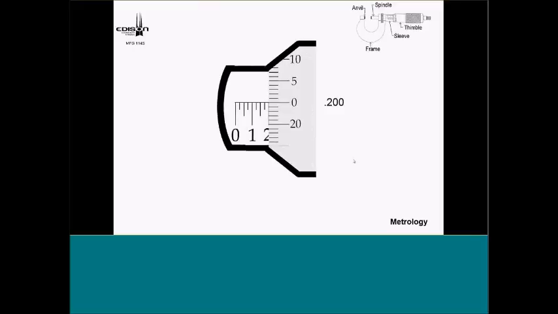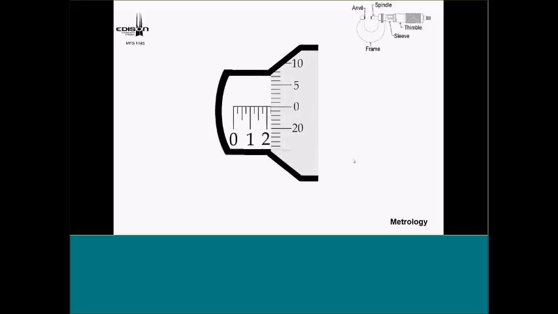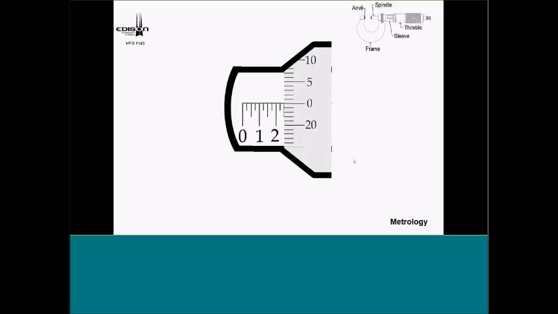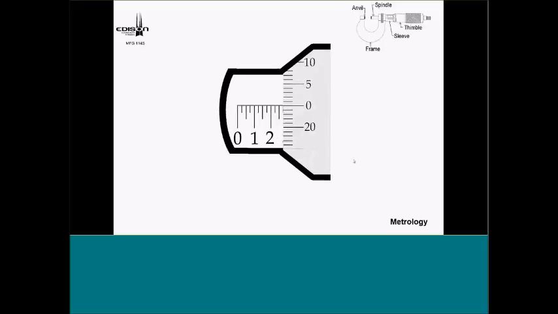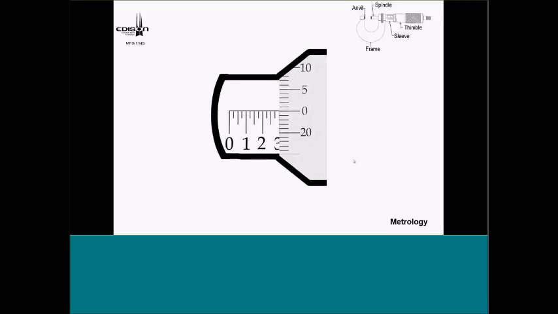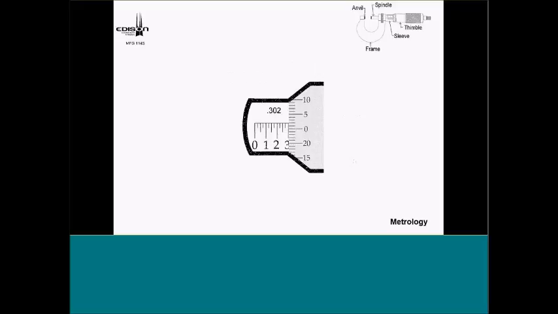200 thousandths of an inch. 225, 250, 275, and 300. So they're starting to understand a little bit how to read them. And I'd say probably 75, 80% of the students really don't know how to read a micrometer unless they've been in industry before.